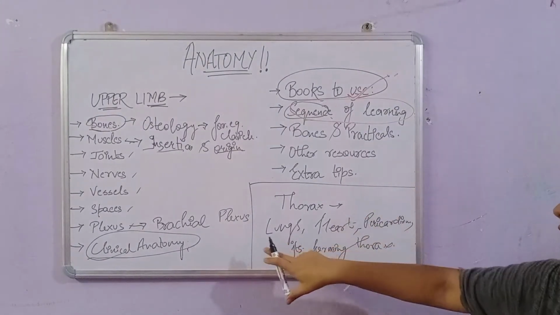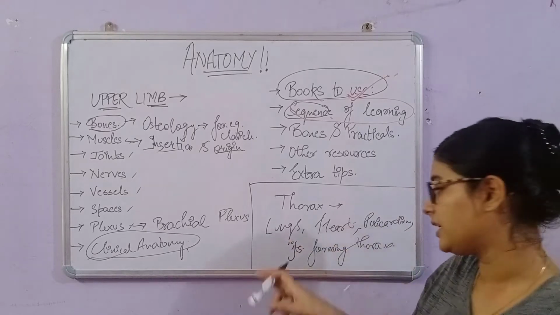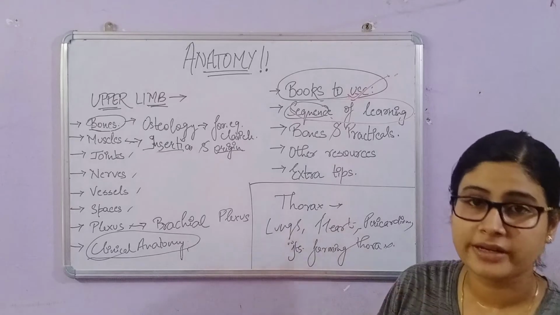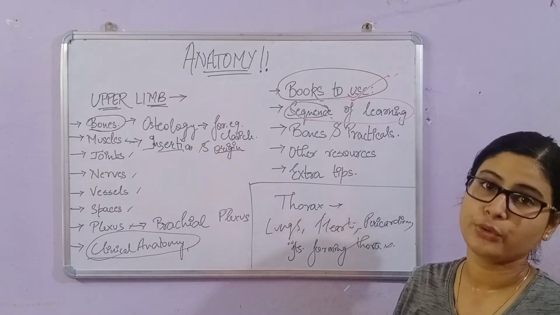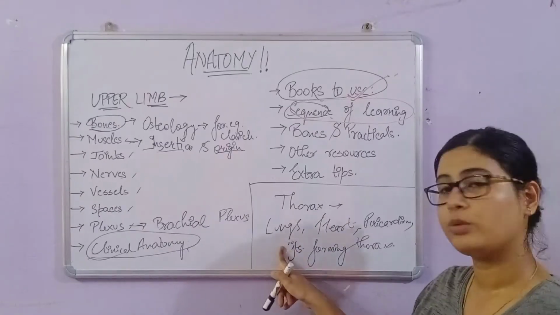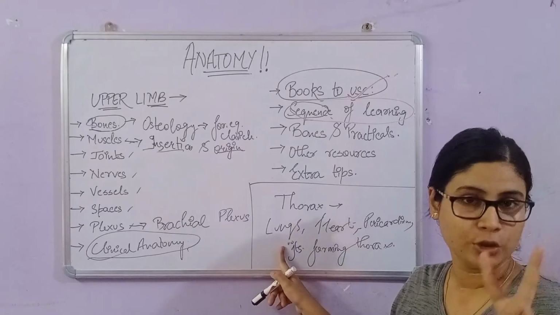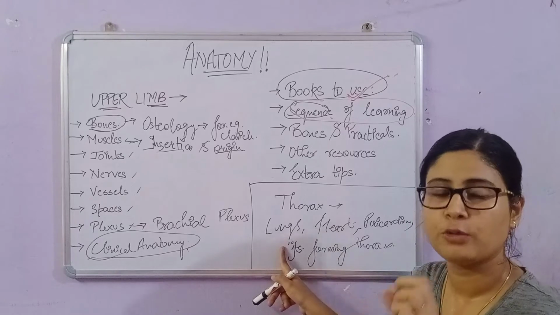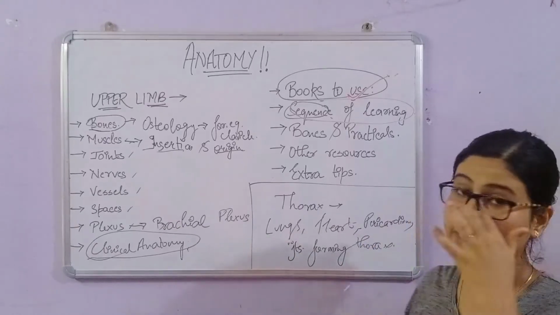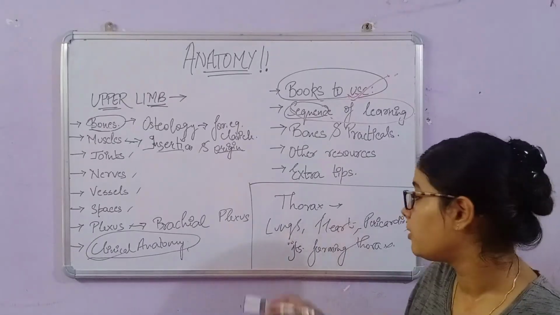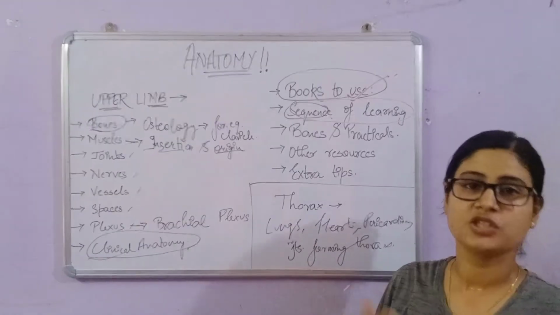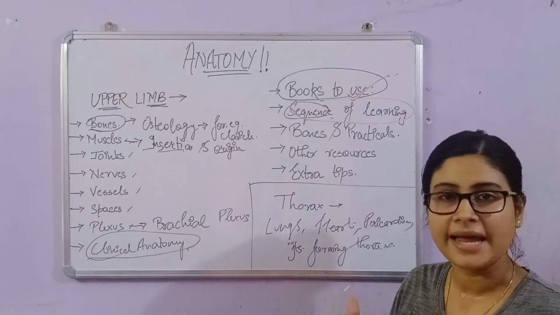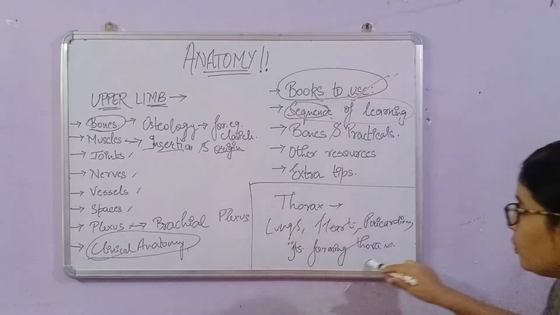In thorax you would be talking about lungs. For example, in lungs you would be studying how many lungs are there, whether it is a paired organ or unpaired organ. So you know it is a paired organ. There are 2 lungs in the human body. How many lobes in each lung? The right lung has this many lobes and the left lung has this many lobes. Then you would talk about the mediastinum. Then you would talk about the relations of lung, anterior relation and posterior relation. You would talk about the bronchopulmonary segments and all those things. This way you will study this.